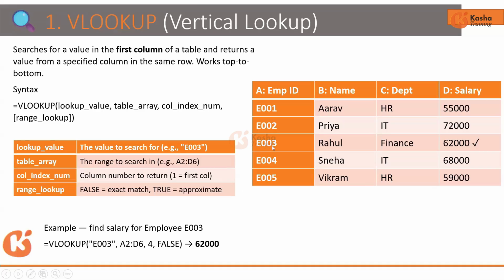So this is what you want to find from this column, and then you give your range, which is from A2 to D6. And what do you want? You want the fourth value to be displayed, and FALSE means the exact amount should be displayed. So here you can see it is displaying 62,000. So this is what basically a vertical lookup is.